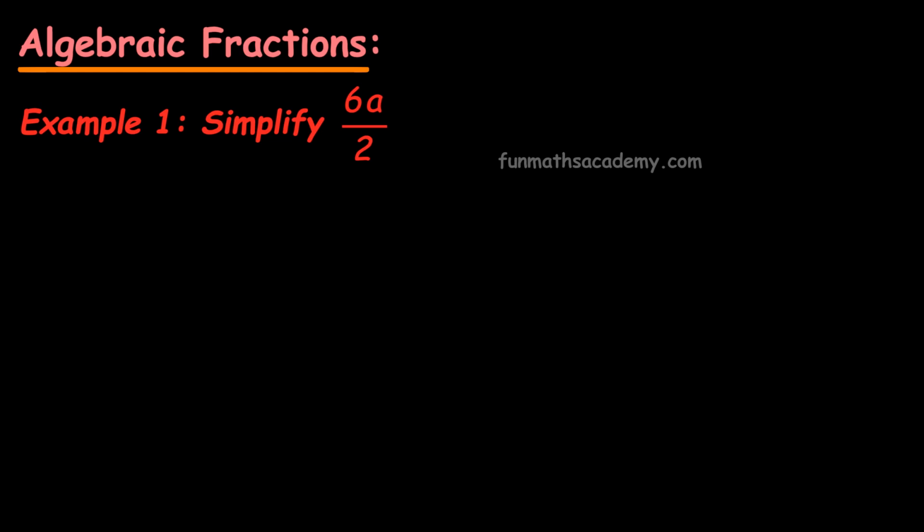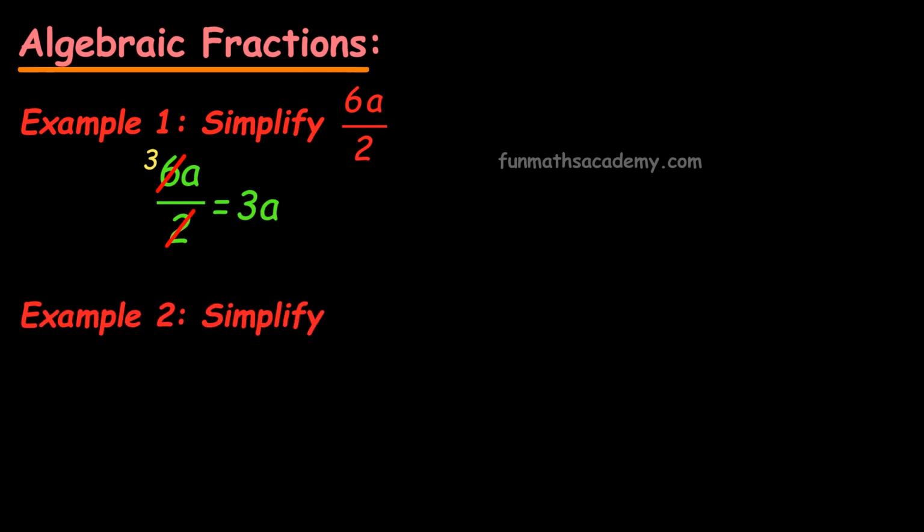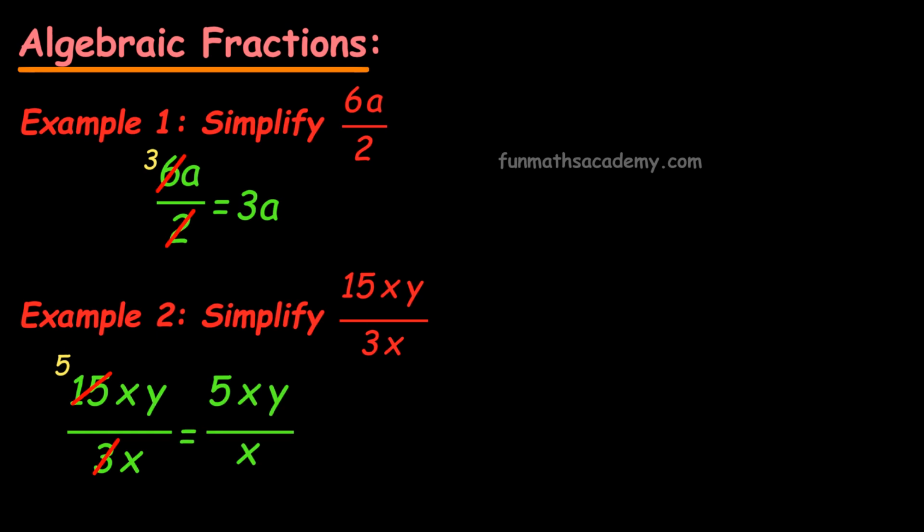Simplify 6a over 2. First divide the numbers. 6 divided by 2 is 3. Since there is no a in the denominator, the a remains. So the answer is 3a. Simplify 15xy over 3x. Start by dividing the numbers. 15 divided by 3 is 5. Now look at the variables. Both the numerator and the denominator have x. So we can cancel them out. The y stays as there is no y in the denominator.